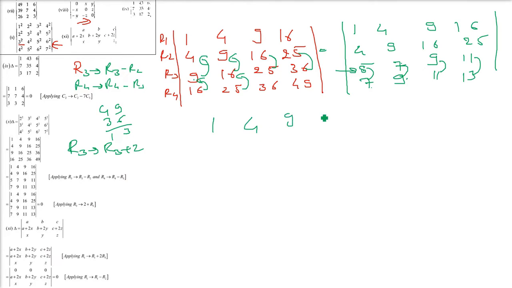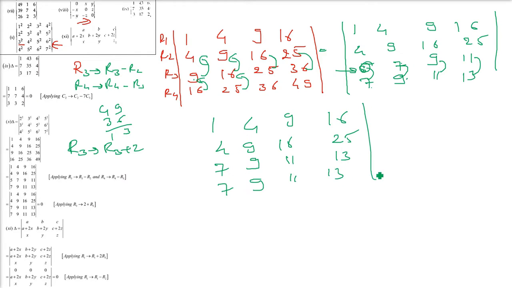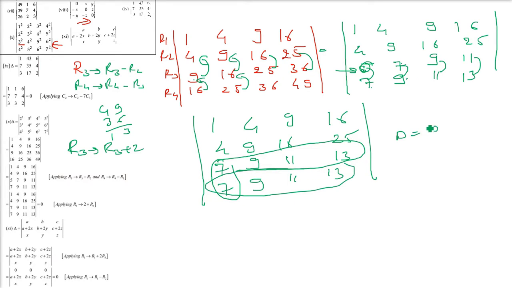So 1, 4, 9, 16 and 4, 9, 16, 25. And this is 5 plus 2, I am adding now 2. So 5 plus 2 is 7, 7 plus 2 is 9, 9 plus 2 is 11, 11 plus 2 is 13. Then you have 7, 9, 11, 13. Okay, so what do you get? The third row and the fourth row are exactly similar. The determinant is 0.